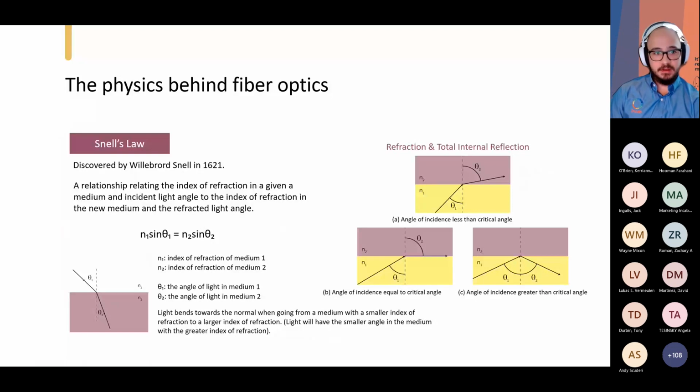In 1621, Willebrord Snell discovered the relationship between index of refraction and a medium, and this is the groundwork for how fiber optics works. So we have the index of refraction compared to total internal reflection. We have three examples here. If the angle of incidence is less than the critical angle, then the light will refract. If it is equal to the critical angle, it will move in parallel. And if it's greater than the critical angle, then it will reflect. Light bends towards the normal when going from a medium with a smaller index to a larger index.